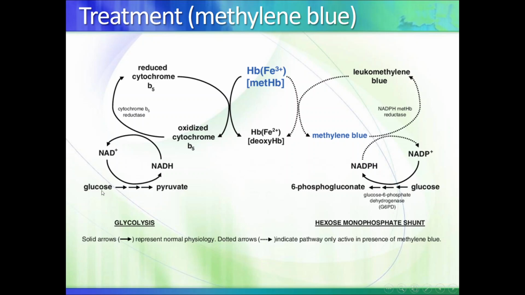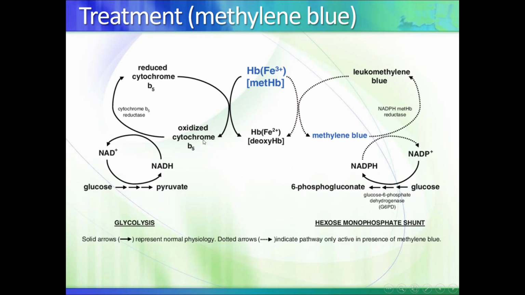Look here, as I said before, the enzyme cytochrome B5 reductase requires having a reduced cytochrome. This reduced cytochrome would help in the reduction of iron from the ferric to the ferrous state. The reduced cytochrome can be regenerated from the oxidized cytochrome by NADH that is produced from the glycolytic pathway.